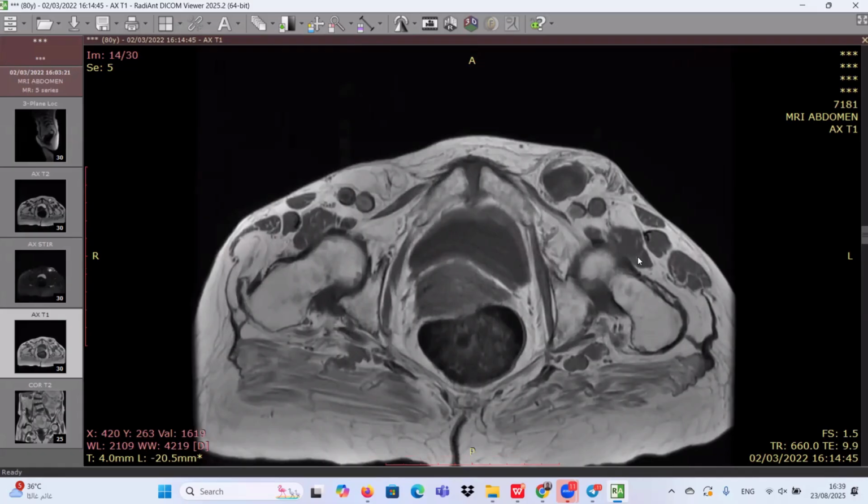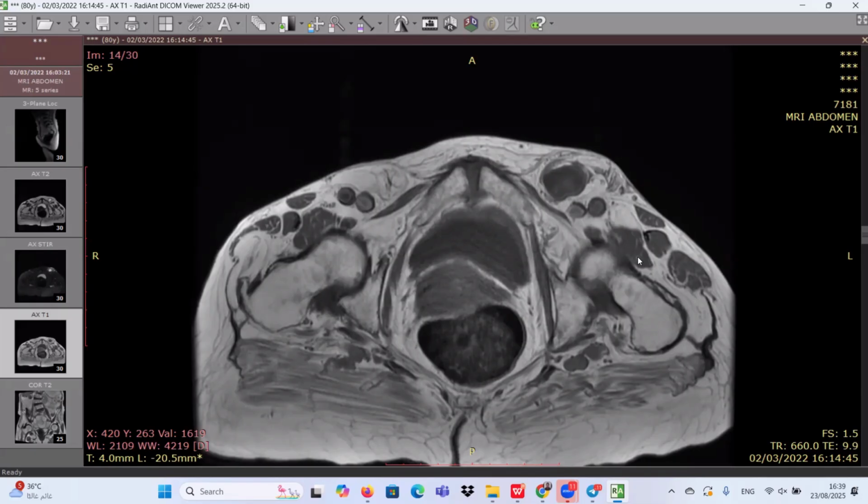Incarcerated means irreducible or obstructed hernia. The term strangulated hernia means that you have superadded ischemic changes. If you want to say strangulated hernia, you should do a contrast-enhanced study, either CT or MRI, and check the contrast enhancement of the bowel loops. If it is hypo-enhancing, you are suspecting strangulated hernia or ischemic bowel changes. Those are the most common complications for this one.